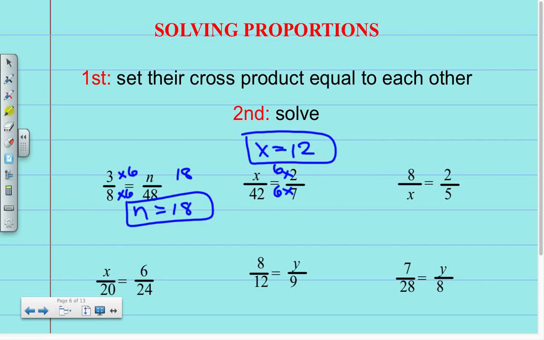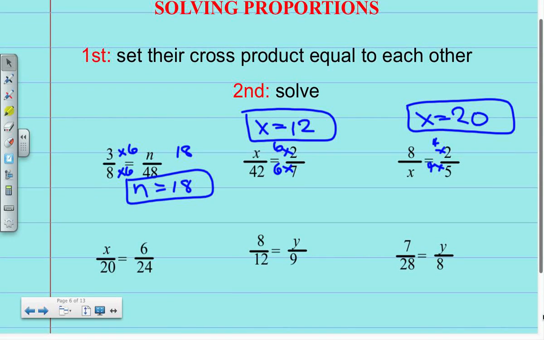Okay, what do I multiply? Now notice I'm looking at the 2 and 8 now. I'm not looking at the bottom. My goal is to look at numbers that I have both of them. So what do I multiply 2 by to get to 8? 4. So what's 5 times 4? x is 20. So that's our mental strategy. You don't have to set the cross product equal in the mental.